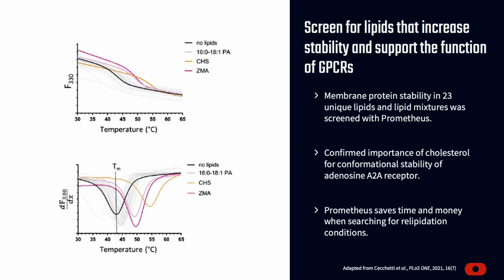Now cholesterol is known to be important for the conformational stability of GPCRs. And so here you can see that this was confirmed with the Prometheus. The addition of the soluble form of cholesterol, that's the CHS, resulted in a 10-degree or so increase in the melting temperature. Now, if you're looking for a way to restore your membrane protein to a more native conformation, you can see how the Prometheus can really help to save you time and probably money when it comes to searching for relipidation conditions.